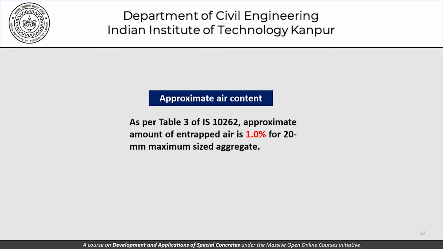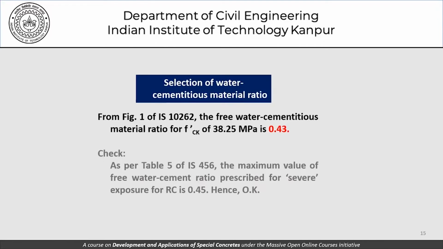Then we go back to figure out the approximate air content that we want to assume, and as per table 3 of IS 10262, the approximate air entrapped in a 20 mm size aggregate is 1%. So we know that 10 liters out of the 1000 liters will be gone as far as air is concerned.